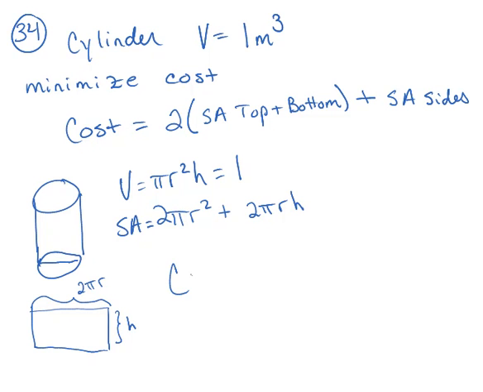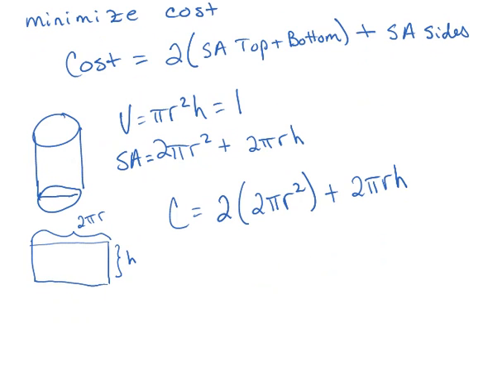Okay, so your cost function is going to be 2 times the surface area of the top and the bottom, which is just 2 pi r squared. So 2 times pi r squared plus the surface area of the side, which is this 2 pi r h. And so immediately you see that you have some trouble here because this h is in the function. So what you want to do is solve the volume equation for h. So then h is going to be equal to 1 divided by pi r squared.